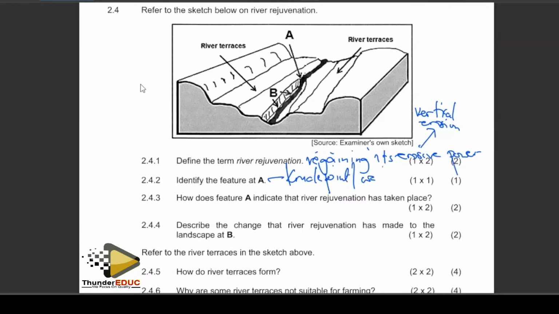Or be a waterfall. A nick point or a waterfall is typical of a feature that we find there, where there's a sudden drop in gradient along the river channel. How does feature A indicate that river rejuvenation has taken place? What is the justification that there is river rejuvenation taking place?